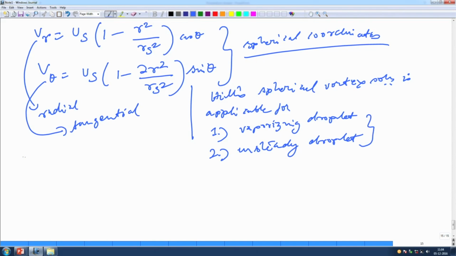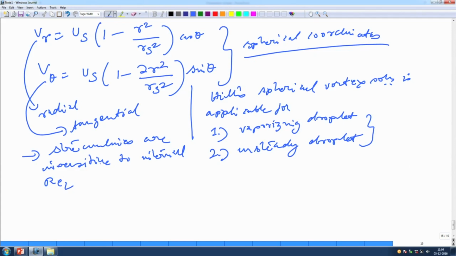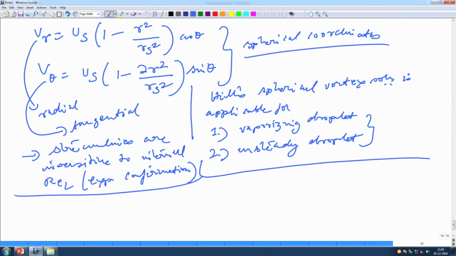Okay. And we also see that the streamlines are insensitive. This is an important observation, insensitive to internal Reynolds number, that is Re_L. So, the streamlines are basically insensitive. There is an experimental confirmation also on this. People who have measured the velocity inside the droplet, you can see that the streamlines are basically insensitive to the liquid phase Reynolds number.